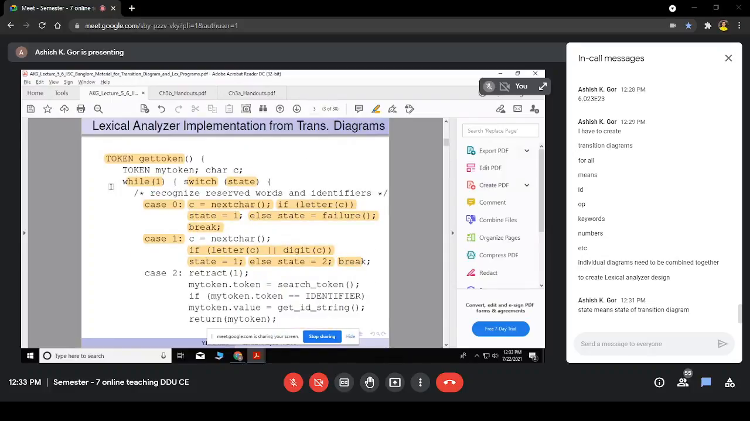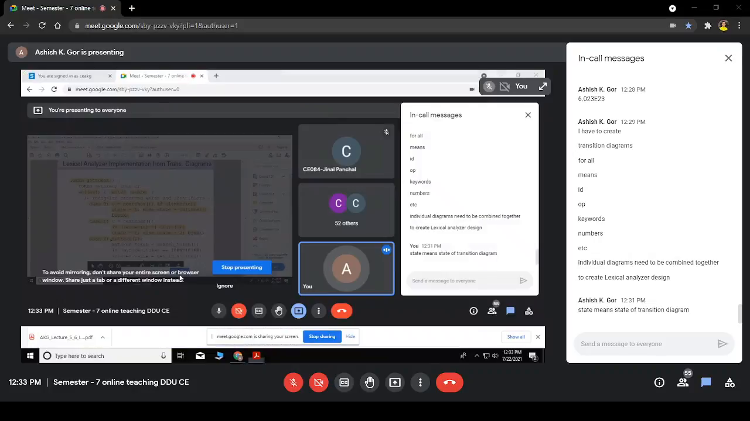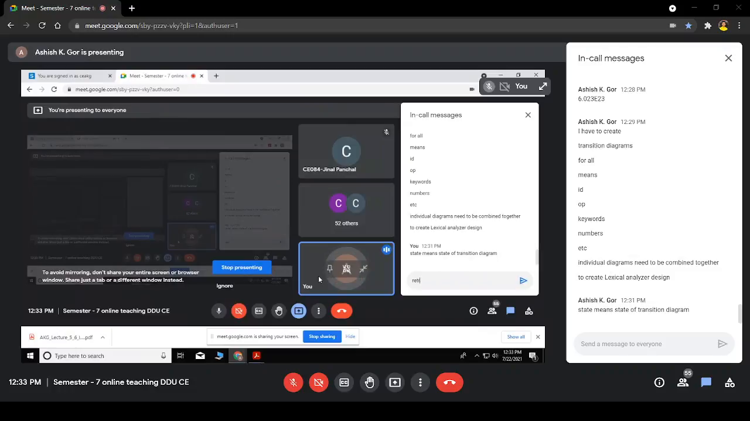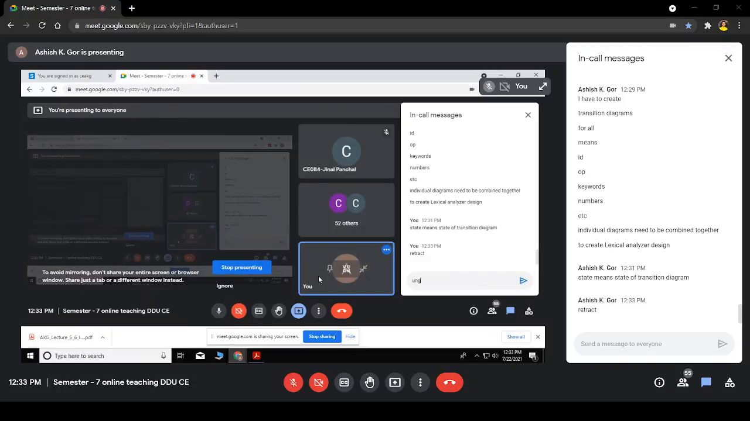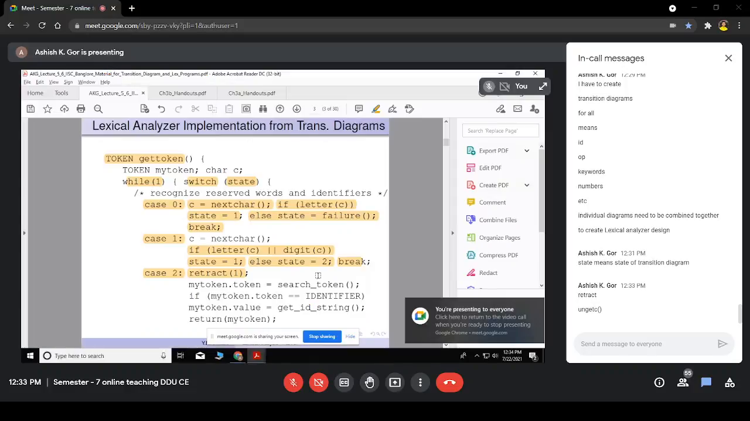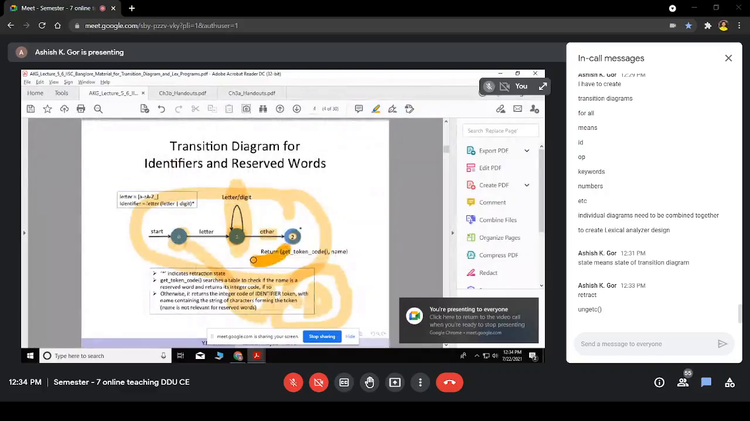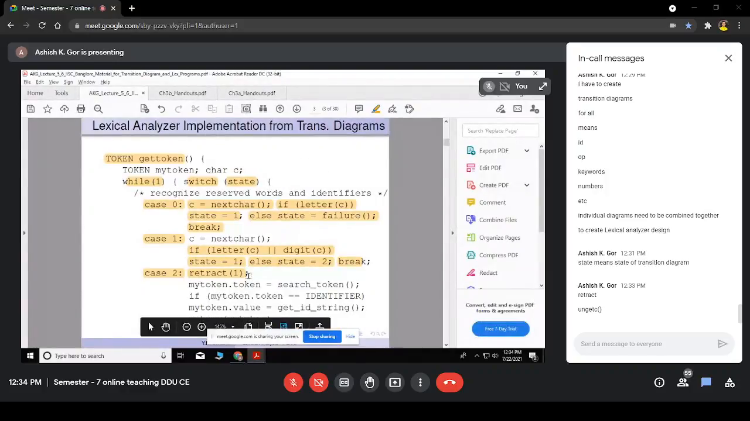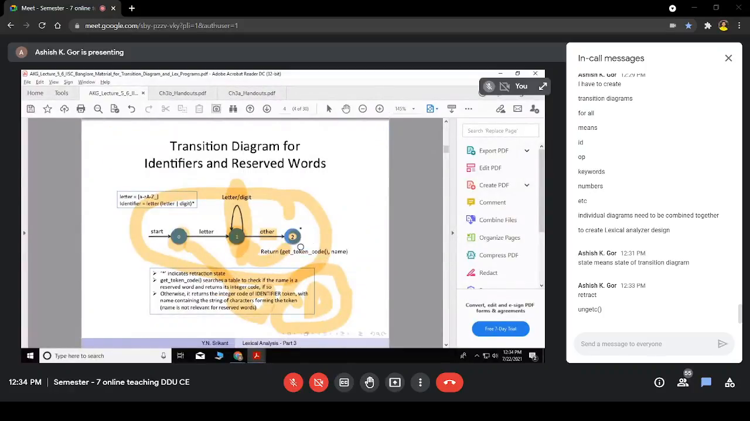Again you break, you again come to the while loop, and if the state is equal to 2, you have to retract 1. What do you mean by retract? Retract is same as ungetc, right? Because you have already scanned the next character, so you should somehow get back to the first. So you will retract 1. And when you come to case number 2, you will return a token which says the name of the token, and probably you will also insert that token into the symbol table.